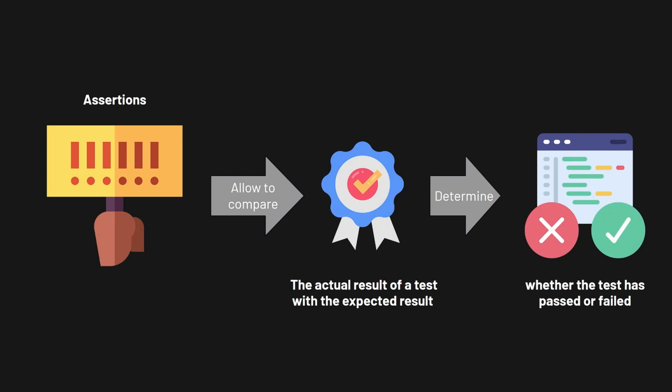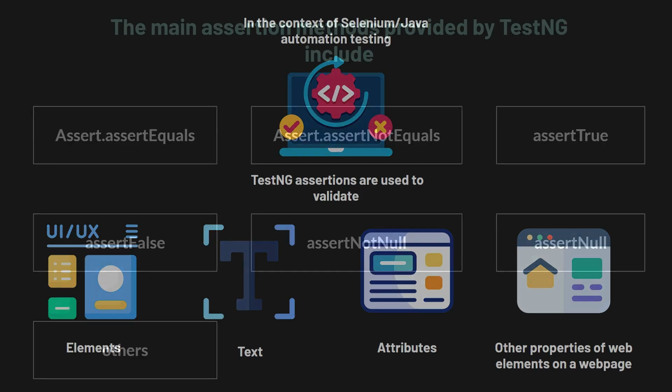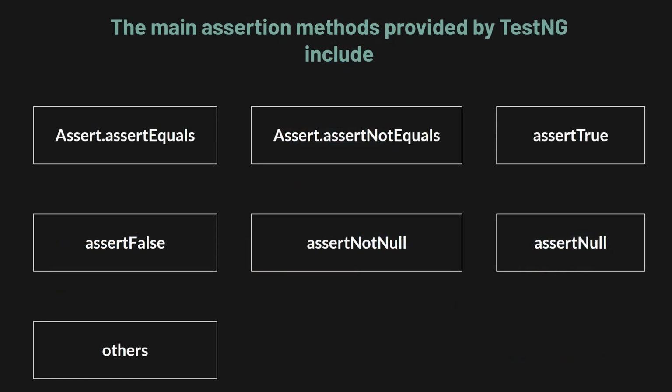Assertions in TestNG are crucial for verifying expected outcomes in test cases. Assertions allow testers to compare the actual result of a test with the expected result and determine whether the test has passed or failed. In the context of Selenium Java automation testing, TestNG assertions are used to validate elements, text, attributes, and other properties of web elements on a web page. For example, you can assert that a particular element is displayed, has a specific text value, or has a certain attribute set.